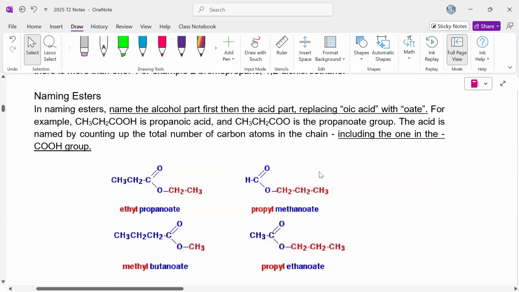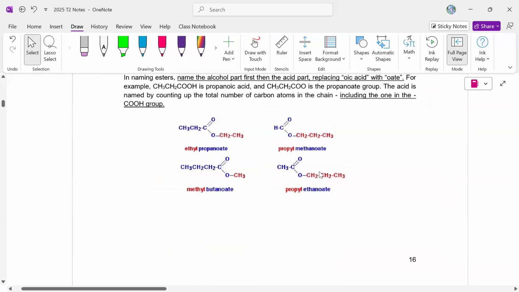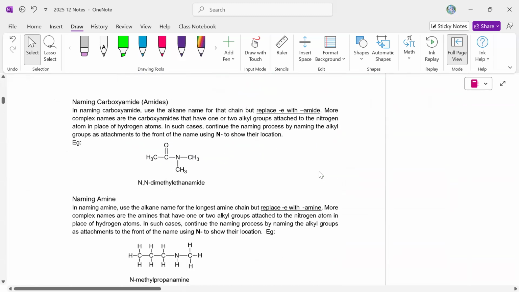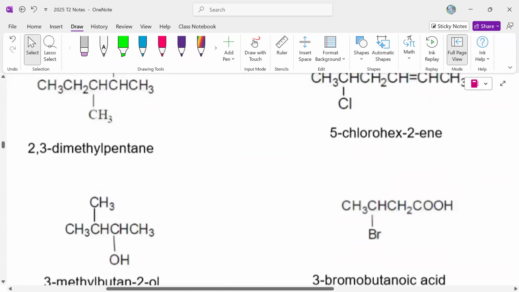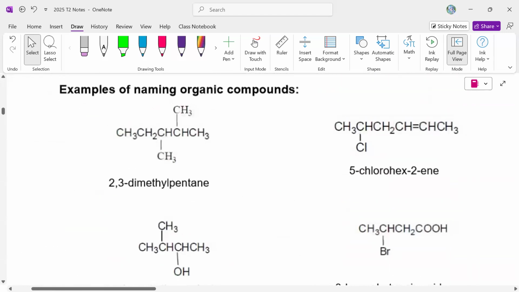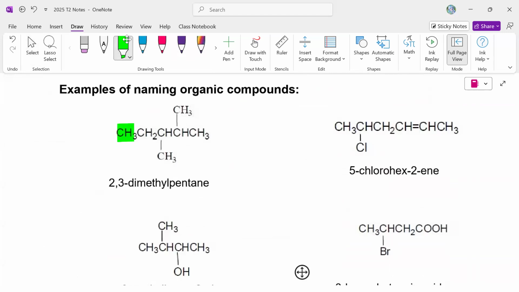Okay, next. Before I go to naming esters, because esters are really quite different, and amides and so on, let's look at some examples first, which are easier. So in this case here, the longest continuous carbon chain is this. So it's just an alkane. Alkane has no functional group.